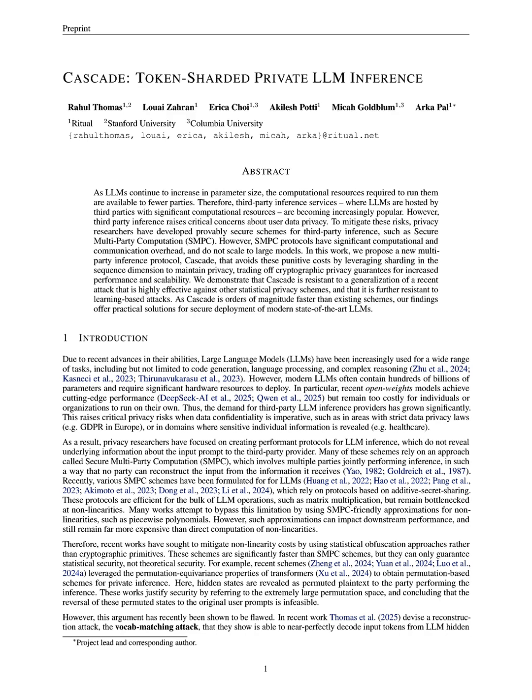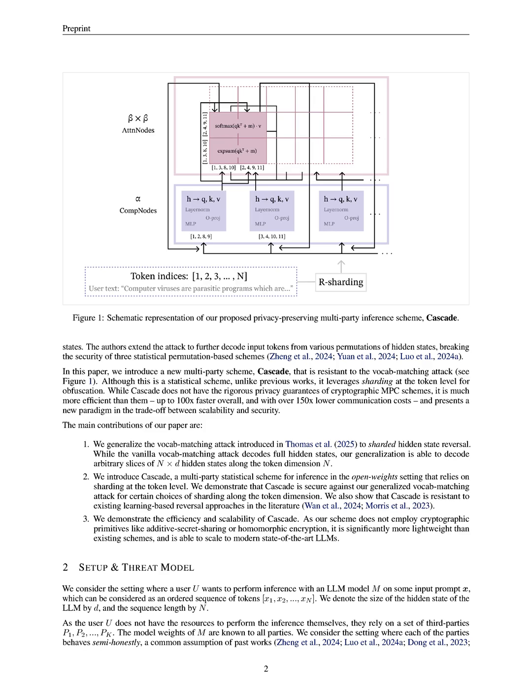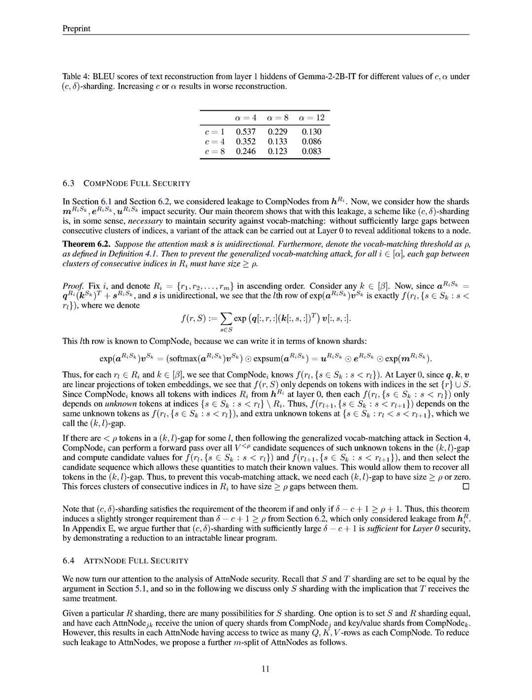The Cascade method presents significant theoretical and practical advantages over traditional secure multi-party computation (SMPC) schemes, particularly in terms of computational efficiency and communication costs. Theoretically, Cascade is up to 100 times faster than existing SMPC schemes, as it does not rely on cryptographic primitives like additive secret sharing or homomorphic encryption, which often introduce substantial computational overhead. Practically, Cascade achieves over 150 times lower communication costs due to its token-level sharding approach, which minimizes the amount of data exchanged between nodes during inference.